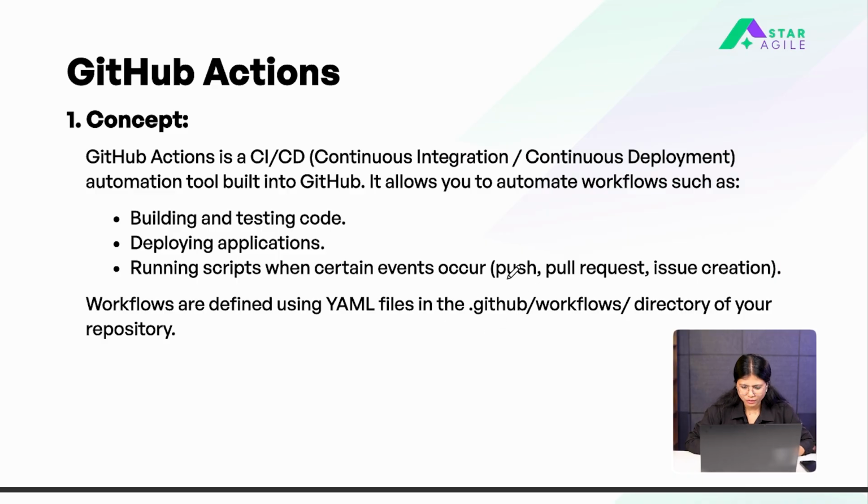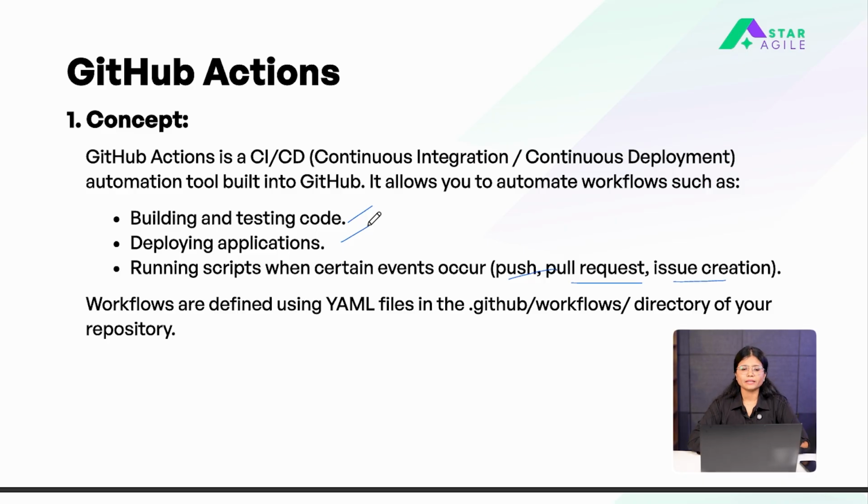So we have push, pull, that is called PR, and issue creation, which run a script when certain events occur. Here it shows building and testing code, deploying applications. Try to understand: let's say you have created something on your local and made some changes. First you have to configure it, then for whatever files you create, you have to save, add, commit, and push to your remote. Before pushing, you also should make sure the repository is created. Many more things you have to do.